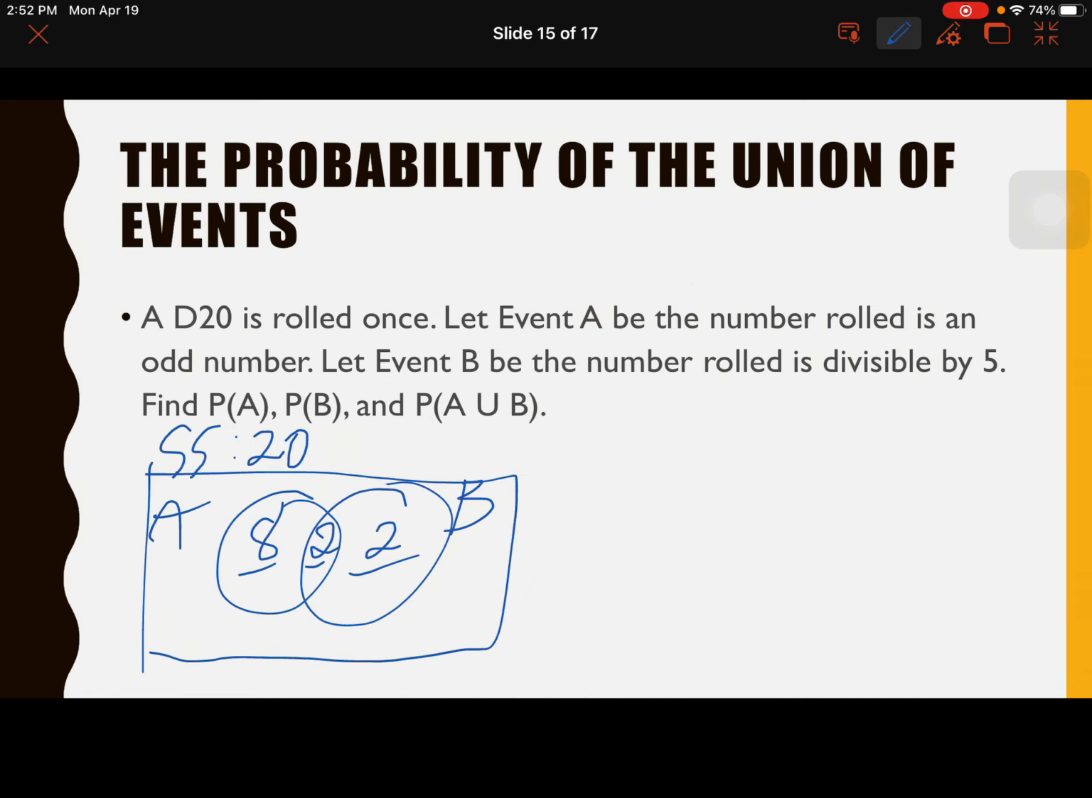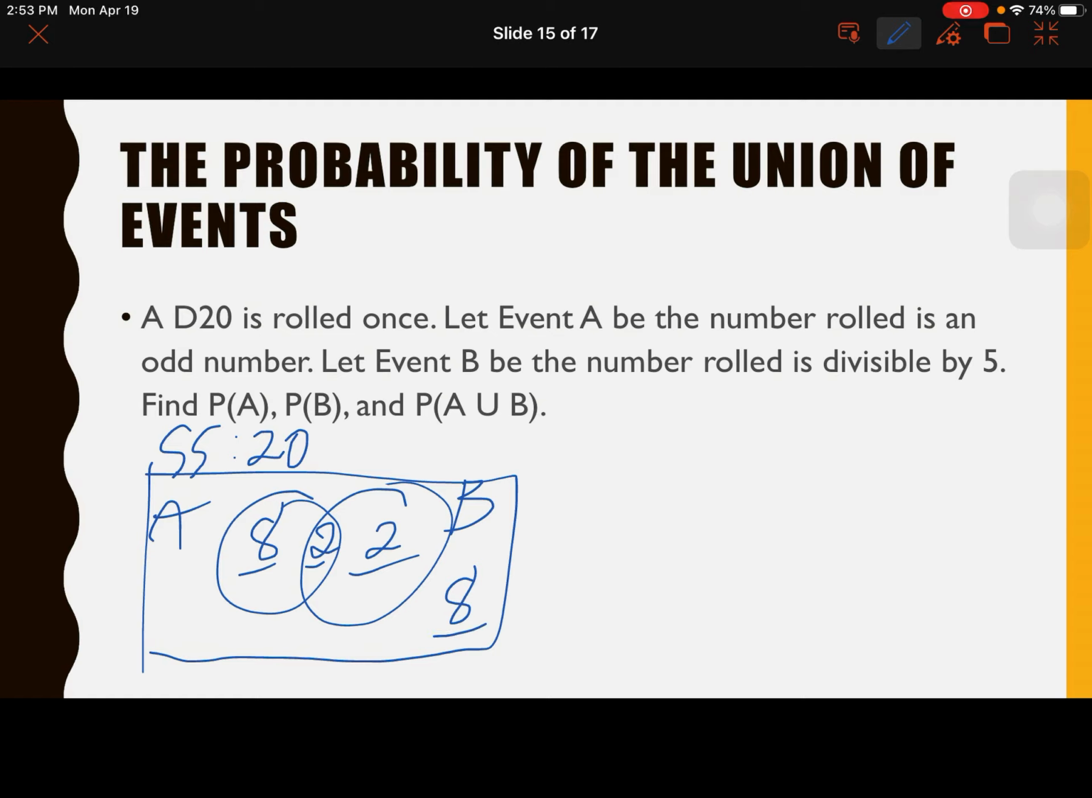Question, tapos na ba tayo? Syempre, we're still not done. Why? Because there are still elements missing. Remember, everything that's inside that box should be equal to 20, and we only have 12 here. That's 8 plus 2 plus 2. So, where is the other 8? The other 8 is going to be outside the circles. Okay? So, those are the numbers that do not satisfy our two conditions, which is odd number at saka divisible by 5. Alright? So, please remember that.